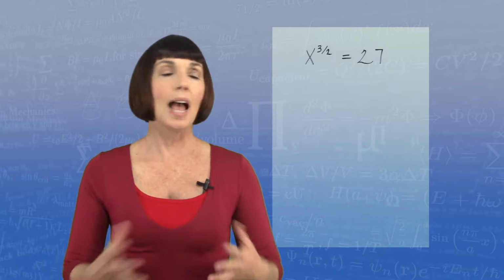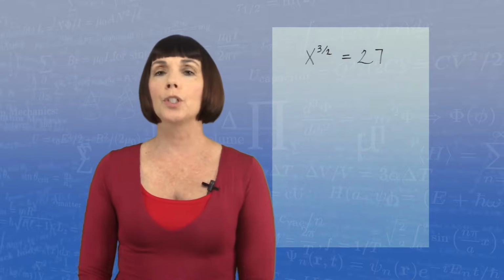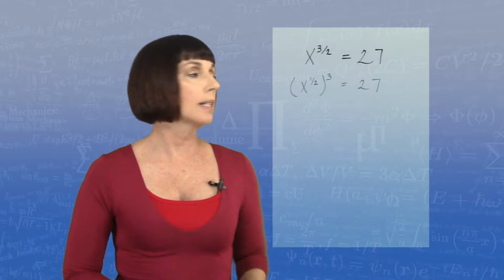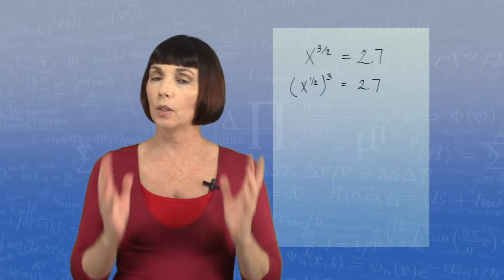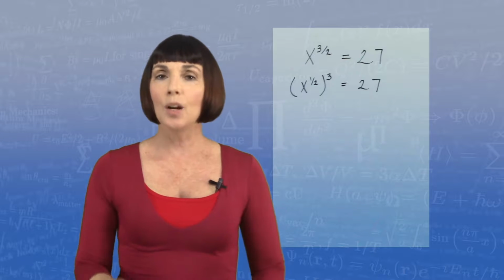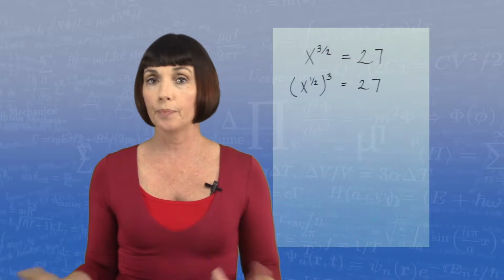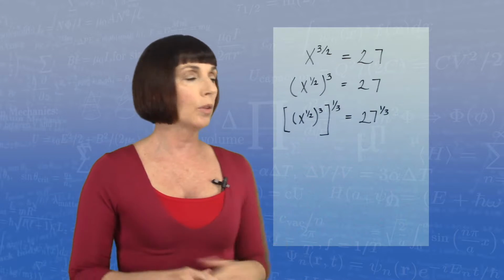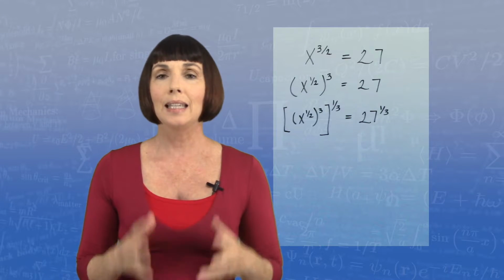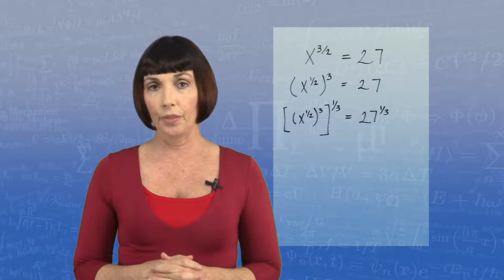Okay, let's take a look at our next example. We have x to the power of 3 over 2 equals 27. Now I'm going to rewrite this as x to the power of 1/2 and that whole quantity cubed equals 27. Okay, to get rid of that 3 in the exponent, I'm going to raise both sides of this equation to the power of 1/3. So I get x to the power of 1/2 cubed and that whole quantity raised to the power of 1/3 equals 27 to the power of 1/3.